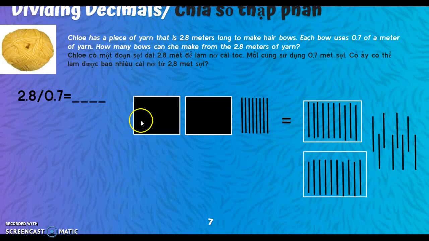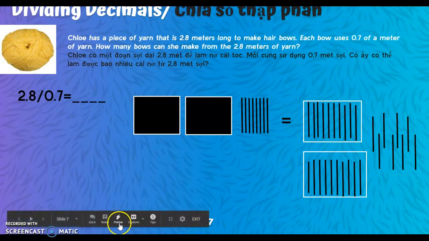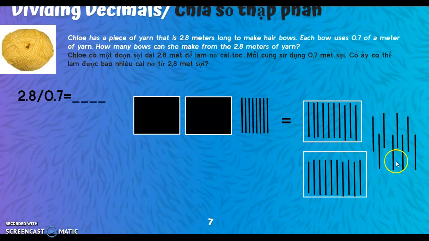All right, so here are my two wholes. So I drew my two wholes, and then I have my 8/10. But I need to put them in groups of 7. So when I put them in groups of 7, I could actually circle the group of 7. So here's one group of 7. So 1, 2, 3, 4, 5, 6, 7. So that's one group of 7.